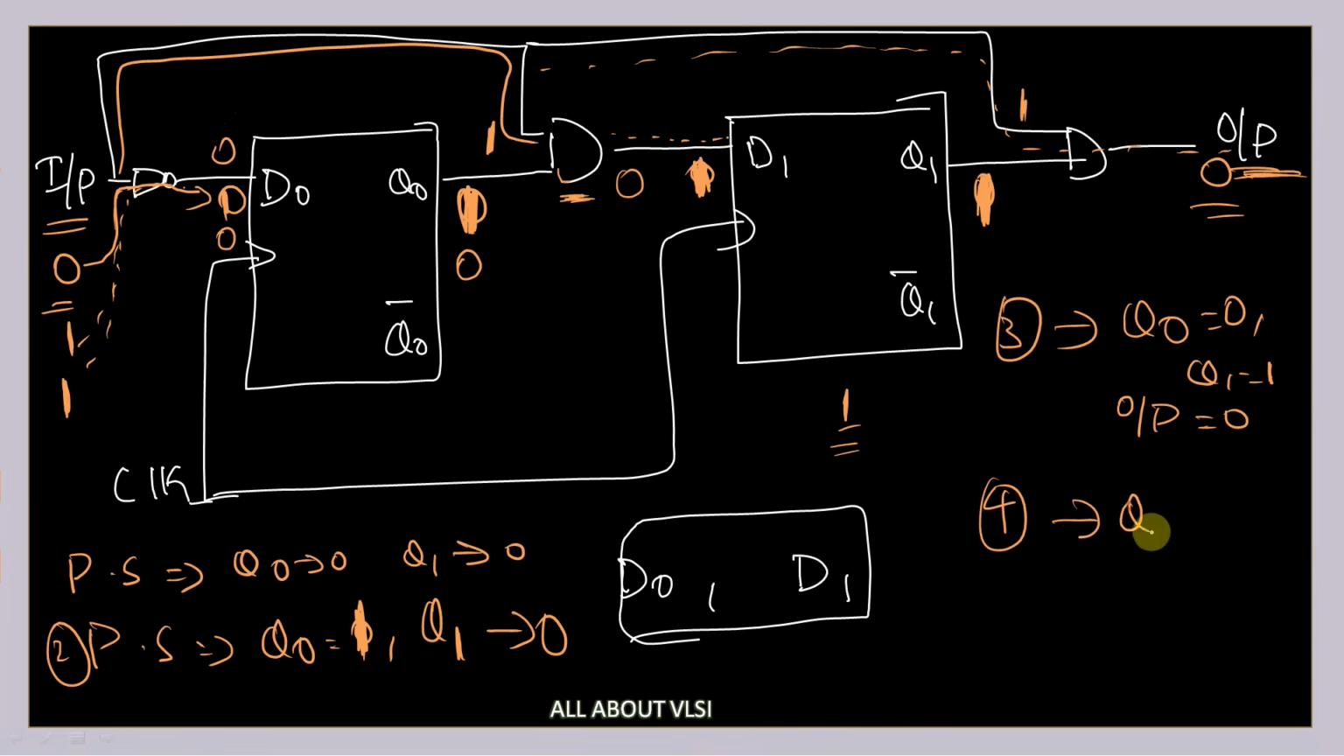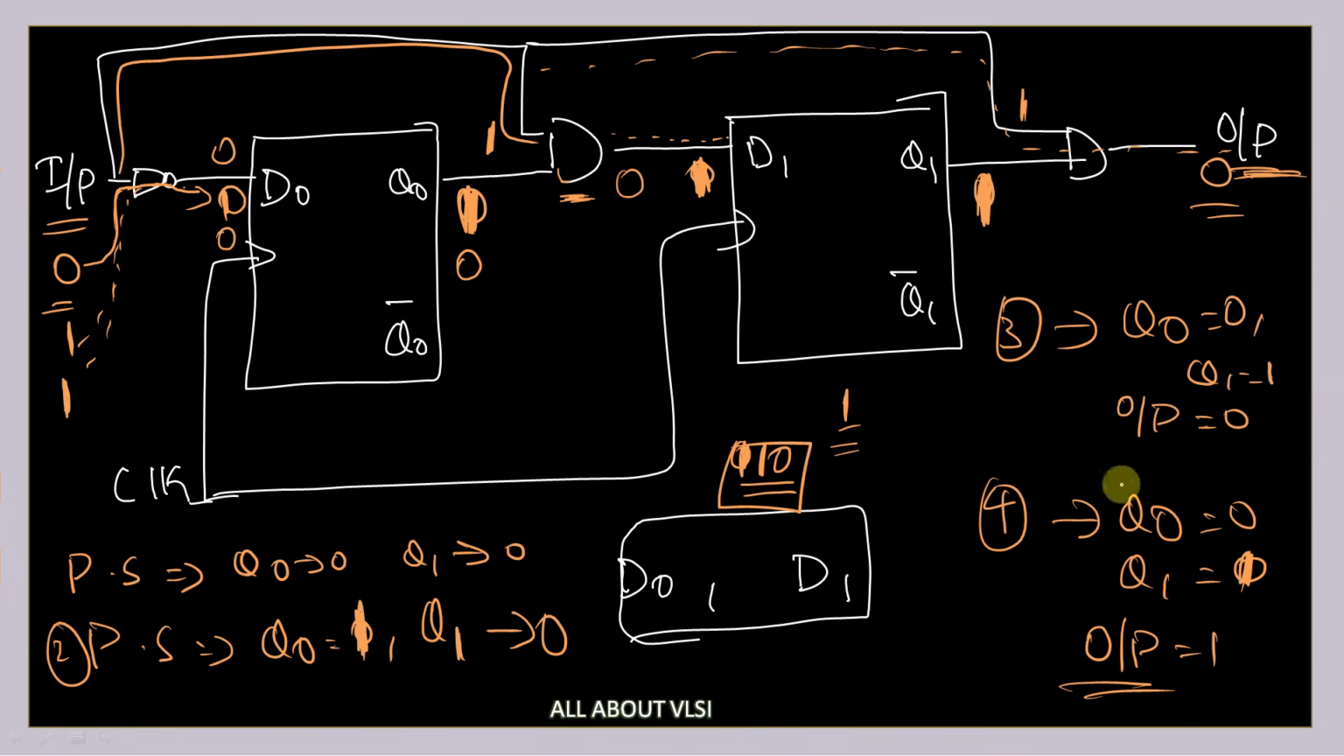At the fourth edge of the clock, Q0 will be equal to 0, and, sorry, Q1 will be equal to 1 and your output will become 1. So this is how, after getting the sequence 1 1 0, your output is going to get 1.